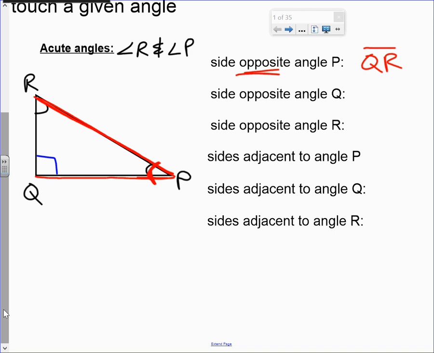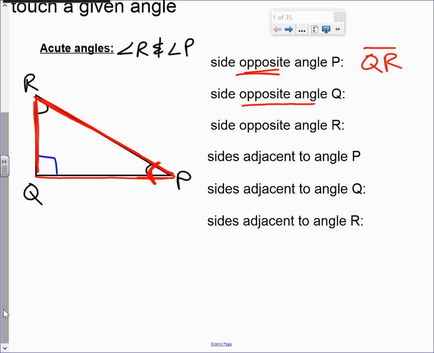Notice, that's a side. It's not an angle. It's actually a side that's opposite angle P. It's not touching it. So this side over here, QR, is not touching angle P. Therefore, we call it in trigonometry the side opposite angle P. Next statement. Side opposite angle Q.